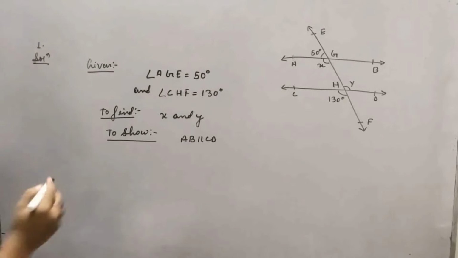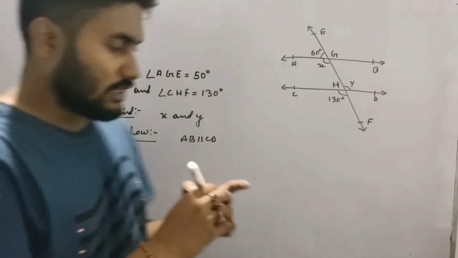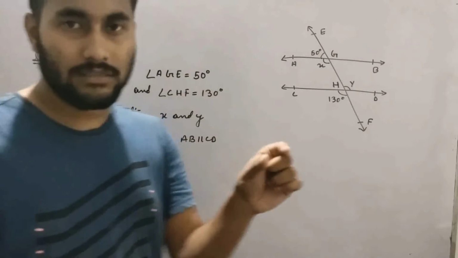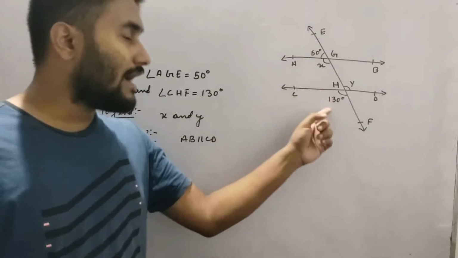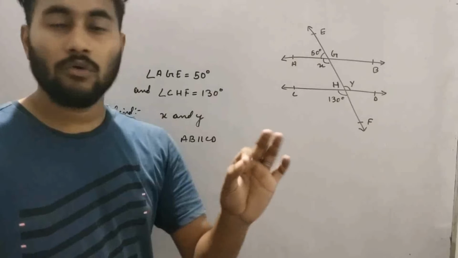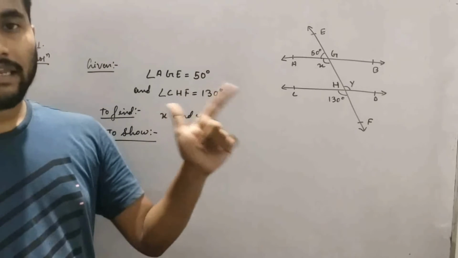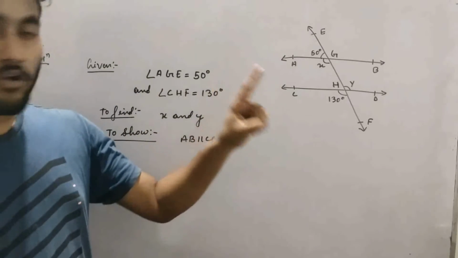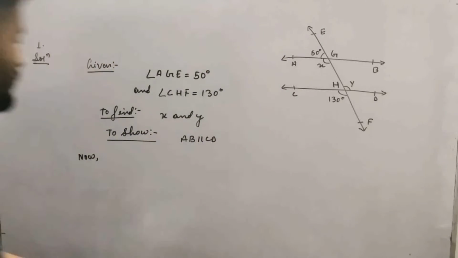For alternate and corresponding angles we need parallel lines. Since parallel lines are not given, we cannot use them. But for vertically opposite angles and linear pairs, we don't need parallel lines. We only need straight lines. For alternate and corresponding angles, parallel lines should be there. So directly we will use the linear pair.